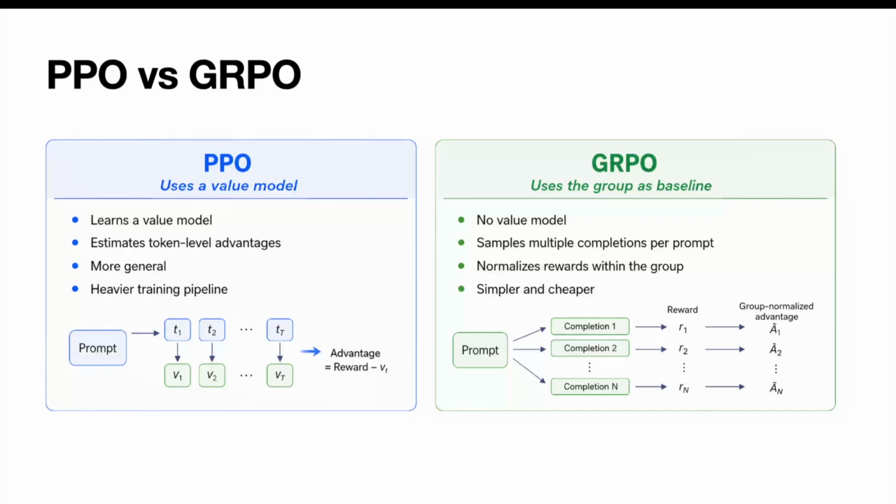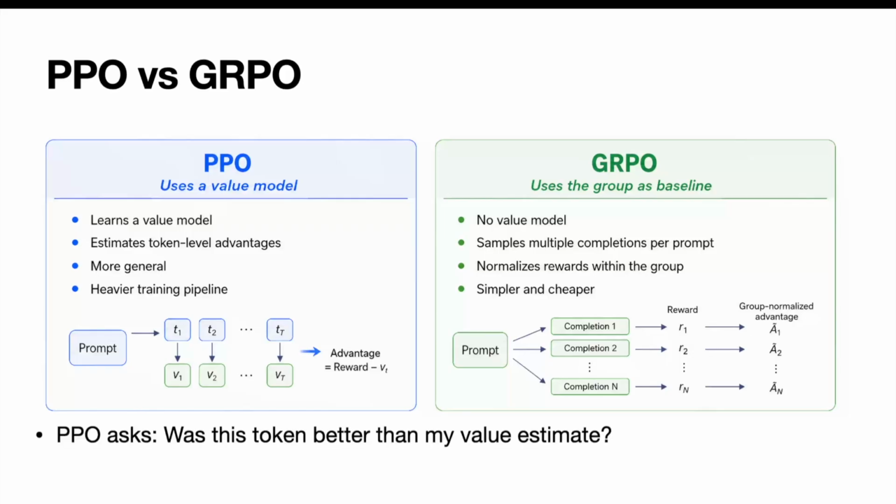PPO learns a value model and estimates the advantage at the token level. It is more general, but it also has a heavier training pipeline because we need to train and update both the policy model and the value model. GRPO, in contrast, does not need a value model. Instead, it samples multiple completions for the same prompt, scores them, and normalizes the reward within the group. Because of this, GRPO is usually simpler and cheaper to train.